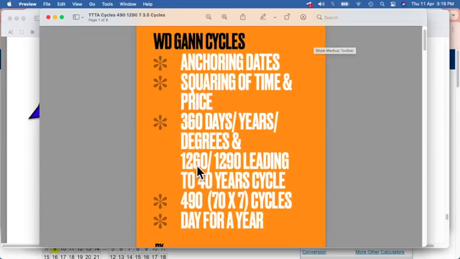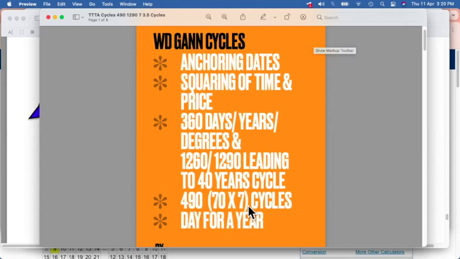We'll also look for something which is 1260, 1290. These may be number of days because these are specific cycles. This cycle comes to somewhere around 3.5 years. And then this leads us across to a cycle of 40 years, which is very important for us to understand. We'll also have something related to 490. This is in terms of years. It can be number of days also.